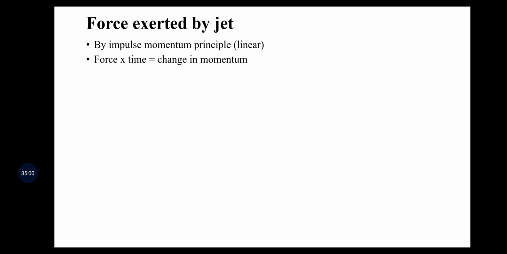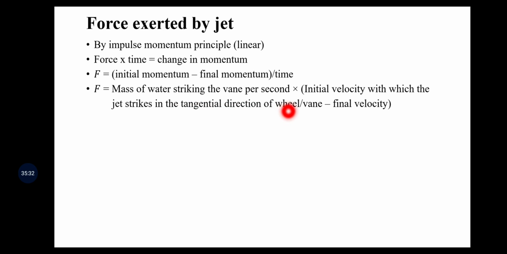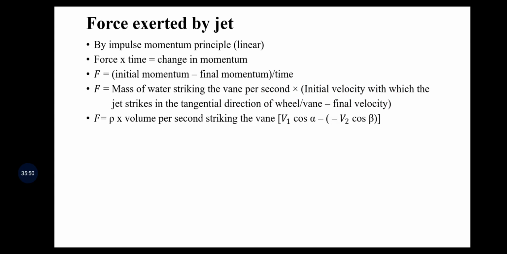So by the principle, force into time is the change in momentum, and momentum is mass into velocity. The force will be the tangential force. So the force is equal to the initial momentum minus the final momentum per unit time, taking the mass as common. The initial momentum is mass into initial velocity and the final momentum is mass into final velocity. So with mass common, it is the mass of water striking the vane per second into the initial velocity with which the jet strikes in the tangential direction of the wheel or the vane, minus the final velocity with which the jet leaves in the tangential direction from the wheel or the vane. It means that we have to consider the tangential velocities for finding the tangential force.